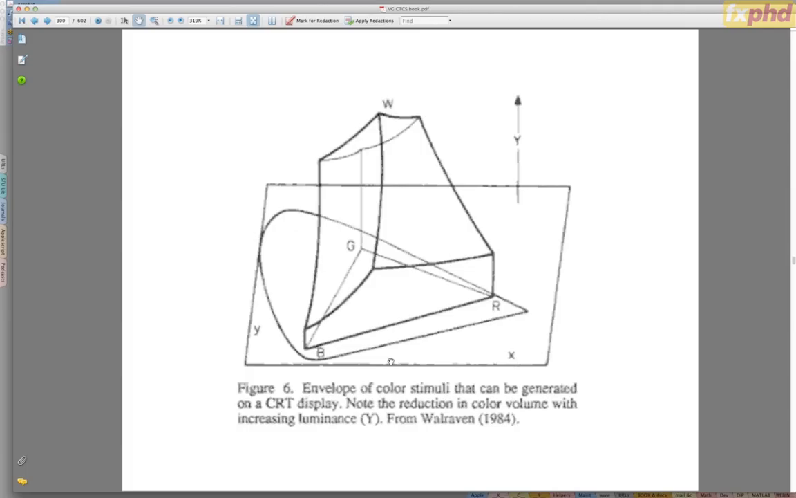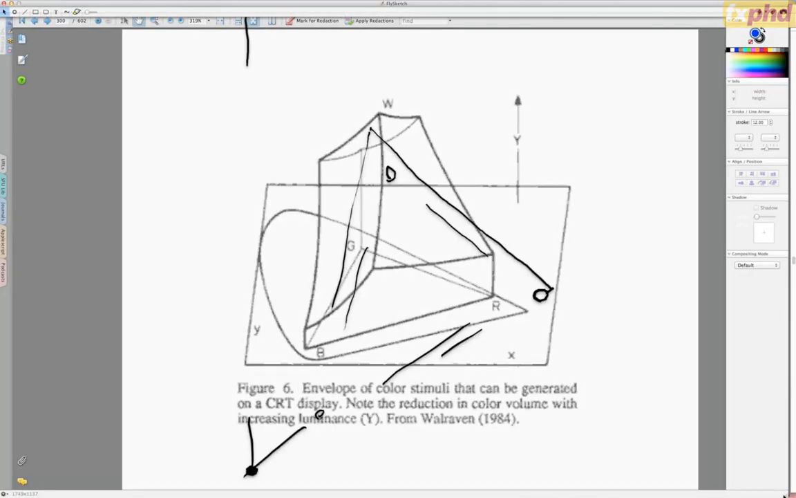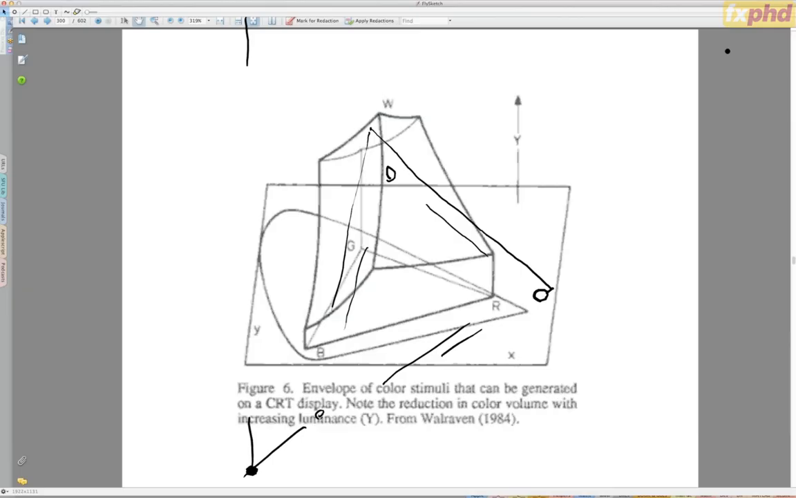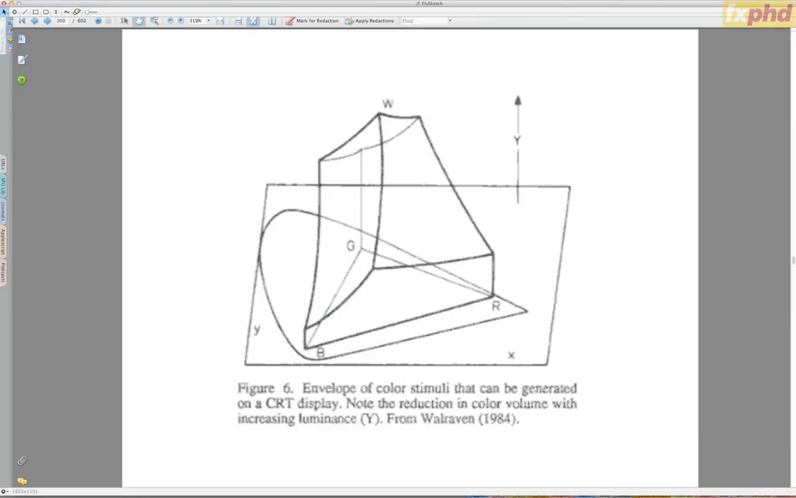Now, it's important to keep in mind that when you see these two-dimensional diagrams of color space, there is a third dimension, and that third dimension is the luminance. So it's not the case that you can cover all of those chromaticity coordinates all of the time.